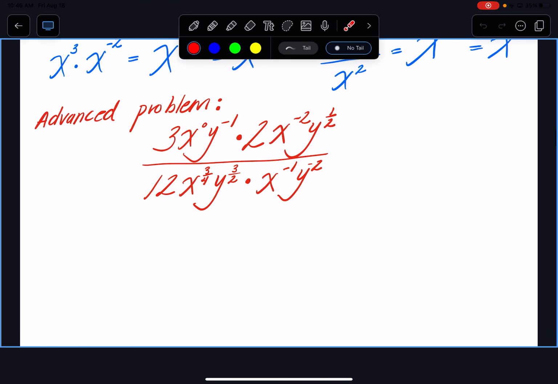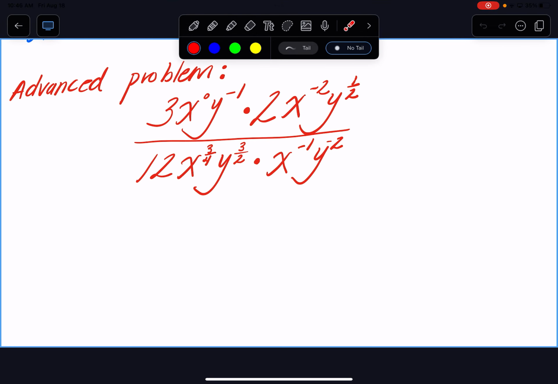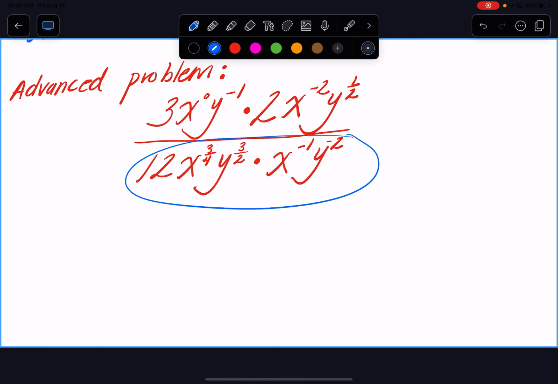Let's do this problem. So we had a student say that they personally would go about it by simplifying the bottom. You cannot go wrong as long as you don't break any math rules. So let's do it. Why not? Let's focus on the bottom.